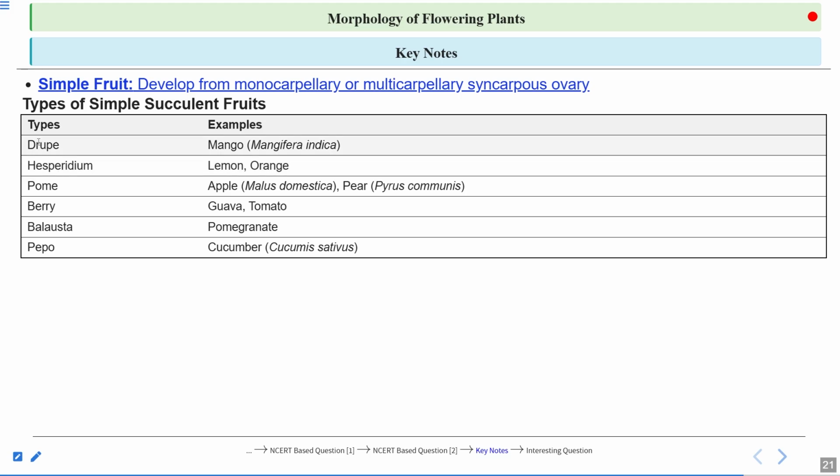These are the different types of fruit. But in your syllabus, only the drupe and achene are there. Achene in the case of strawberry. So it is mentioned there, so don't miss out on that.